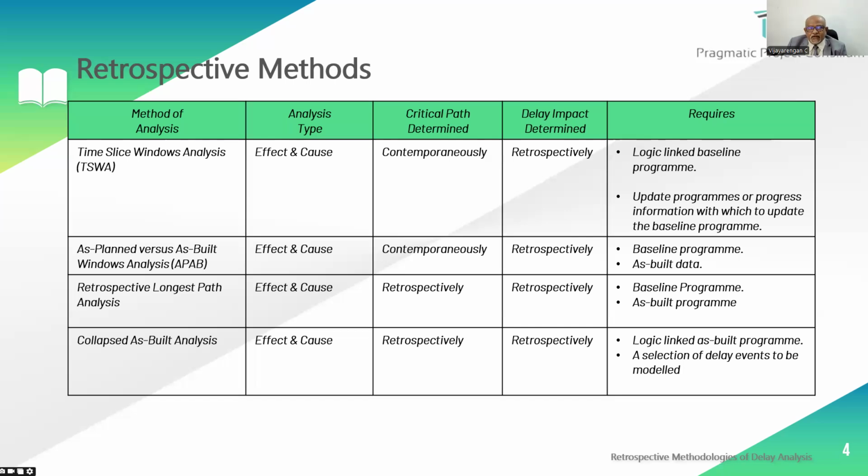And under the delay events, attributability: first we have to list out the delay events. And the delay events' attributability goes to whom? Is it a client delay or a contractor delay? This way we have to penetrate the collapsed as-built analysis, which is again time-taking, similar to time slice window analysis.